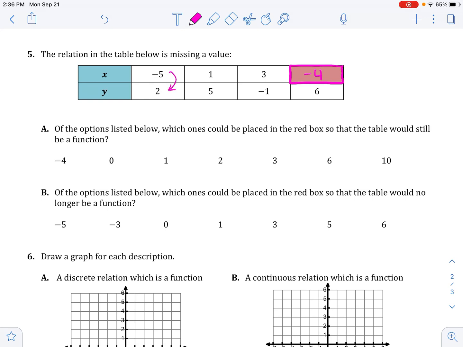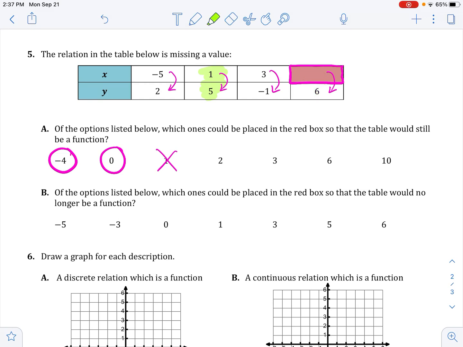So what I have to keep in mind is -5 has to always give me a 2, 1 always has to give me a 5, 3 always has to give me a -1. So it's saying, can -4 give me 6? Sure it can. All right, let's change this to 0. Can 0 give me 6? Absolutely. 0 is not giving me anything else. Can 1 give me a 6? So now if you look here, 1's giving you a 5 here. 1 can't give me a 6. So this is not working.